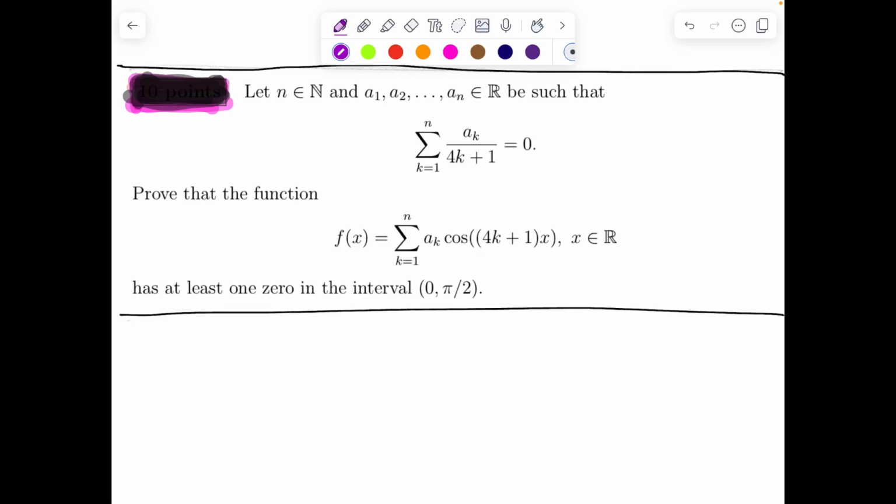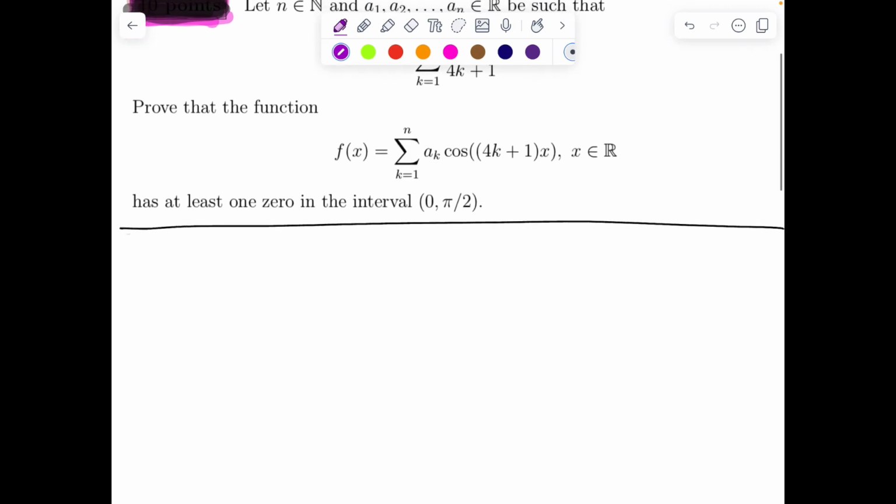Good morning all of you, and here is a nice problem from calculus. Let n belong to the natural numbers and all these a_i's are real such that the given condition is satisfied. Prove that the function has at least one zero in the interval. Okay, so let's quickly solve this.